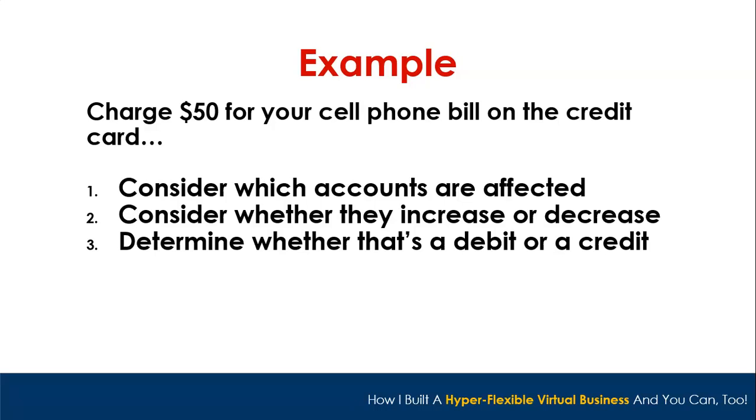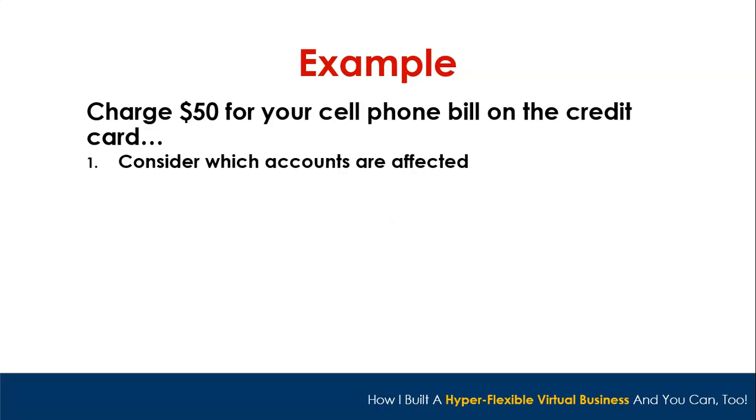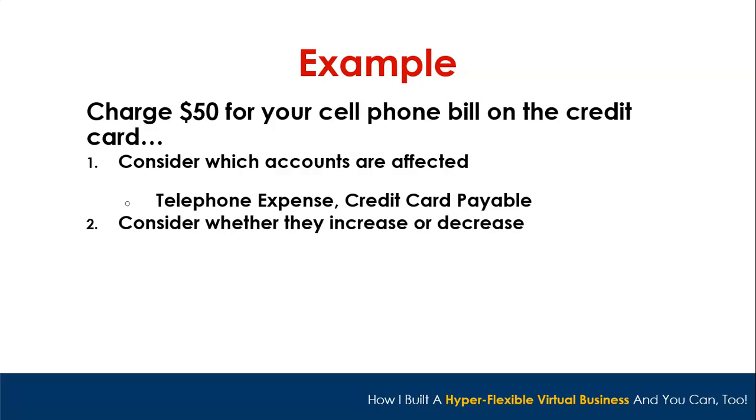So the first thing that we're going to look at is one, consider which accounts are affected. Now you haven't learned about expenses yet, but we're going to go into detail on that next. So I'm just going to go ahead and give you the answer on this one, but we have increased a telephone expense, right? We've recognized that we've spent some money on our phone. And then, since we haven't paid yet, we've put that on the credit card, we're going to increase our credit card payable, right? So we have the telephone expense, that expense has been incurred. It's a cost that we need to run our business. That's how we know it's an expense. And then we haven't paid it yet, so it goes to the credit card payable account.